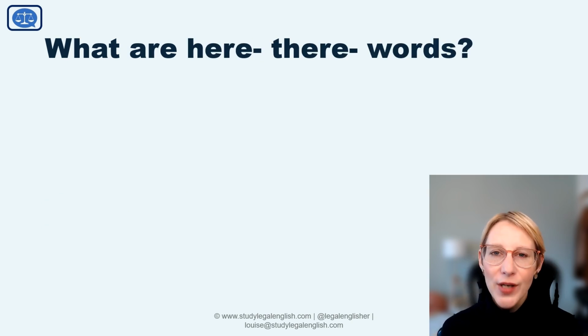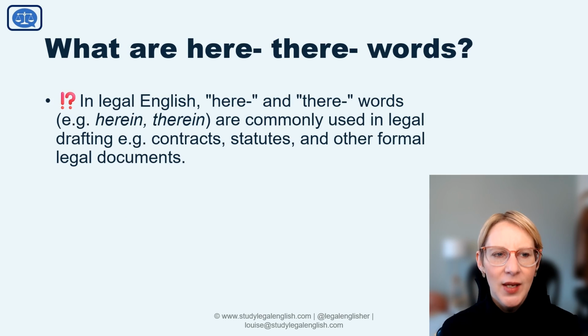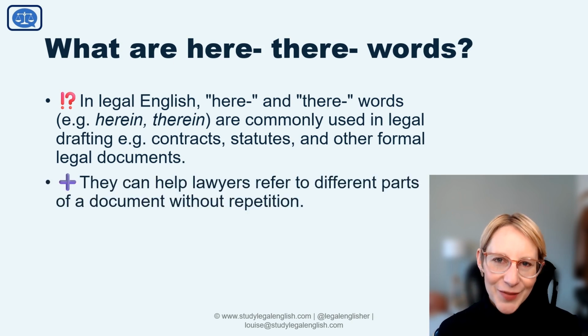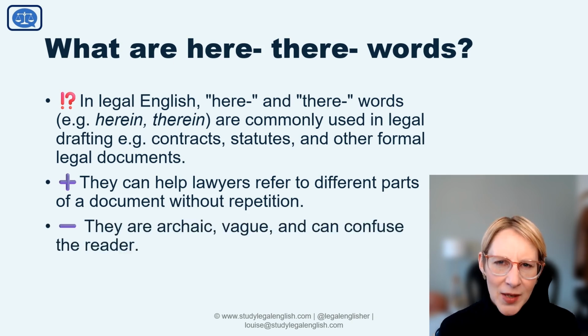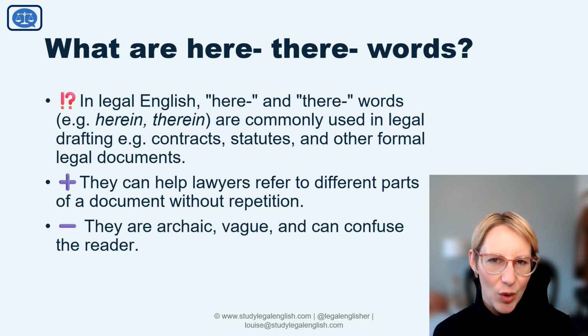So, first of all, what are here and there words? In legal English, here and there words, for example, herein, therein, are commonly used in legal drafting, for example, in contracts, in statutes, and other formal legal documents. On the positive side, they can help lawyers refer to different parts of a document or another item without repetition. But on the negative side, critics say that they are archaic, meaning that they sound old-fashioned. They are vague, meaning that they are ambiguous and not precise, and that they can confuse the reader.